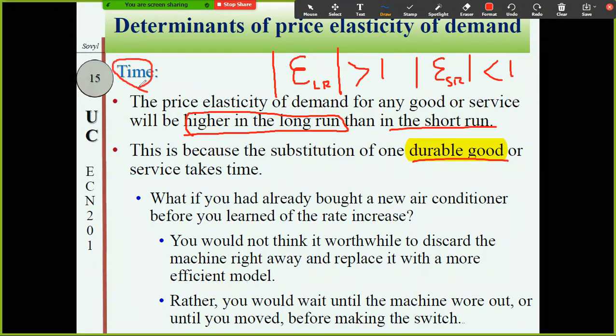So in terms of time, we apply only durable goods because we're talking about long term and short term. How about short term? Like food, you cannot keep it for 12 months. But furniture, phone, car, motorbike, computer, or the others, you can keep for more than 12 months to use. This is because substitution of one durable good or service takes time. What if you had already bought a new air conditioner before you learned of the rate of increase?